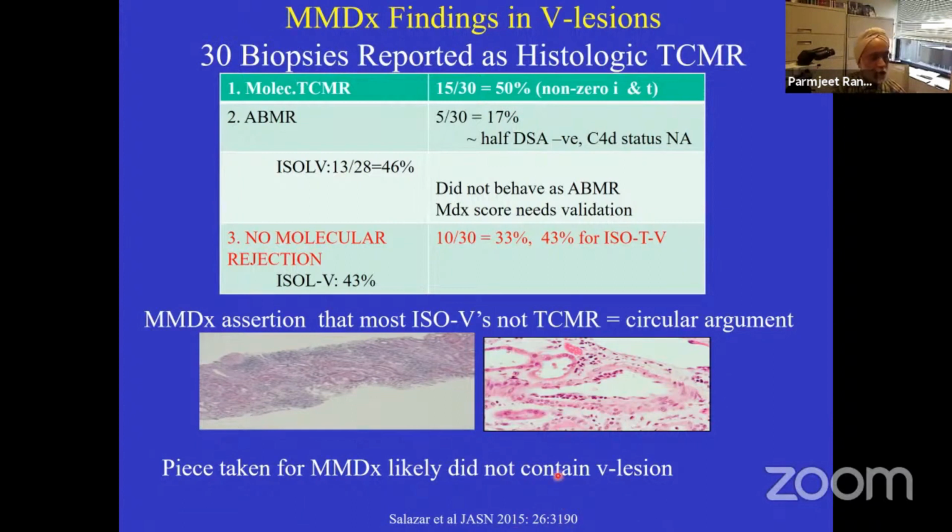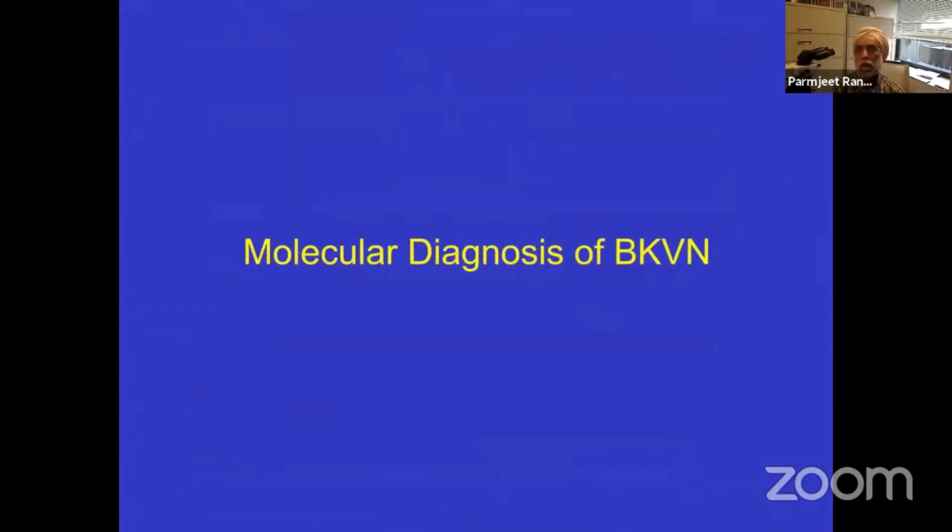So these are examples, I think, of over-interpreting molecular diagnostics. Whenever I give a talk, I try to bring BKV nephropathy into the picture. So that's what I'm going to do now.